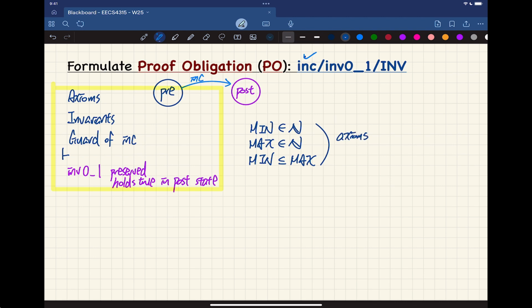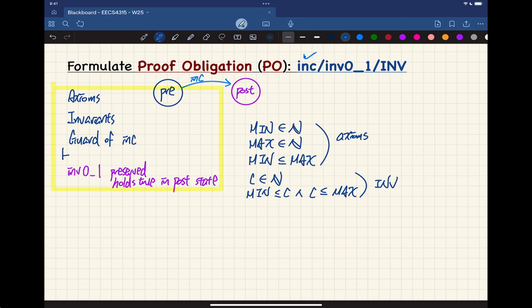And also we got invariants. We got two invariants. The typing constraint is C is a natural number. And also the minimum should be less than or equal to C. And also C should be less than or equal to the maximum. So you can think about the next two over here as the invariants. All the invariants, all of them.